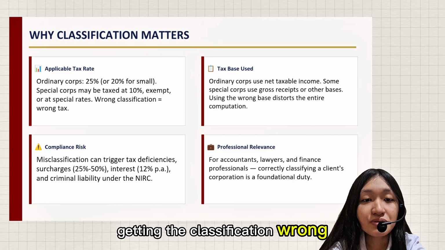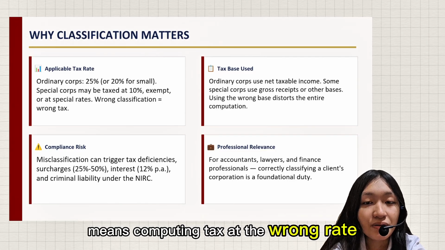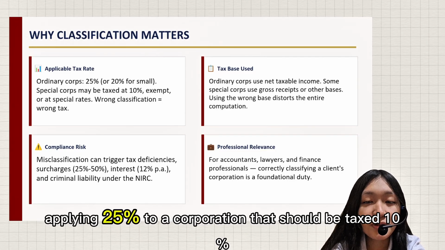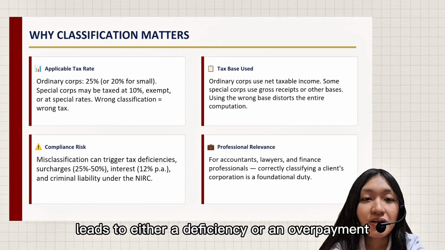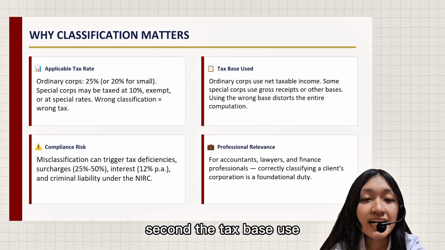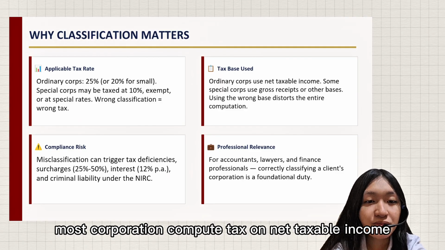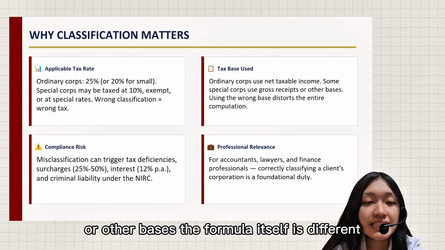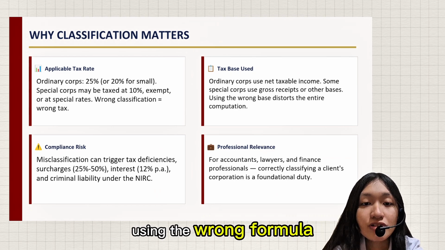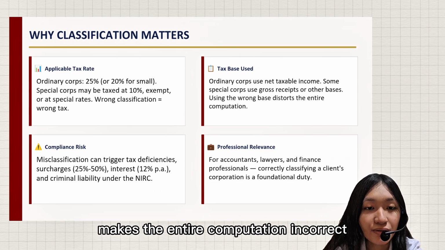Why does classification matter? So first is the applicable tax rate. Getting the classification wrong means computing tax at the wrong rate. Applying 25% to a corporation that should be taxed 10%, or vice versa, leads to either a deficiency or an overpayment. Second, the tax base used. Most corporations compute tax on net taxable income, but some special corporations use gross receipts or other bases. The formula itself is different. Using the wrong formula makes the entire computation incorrect.